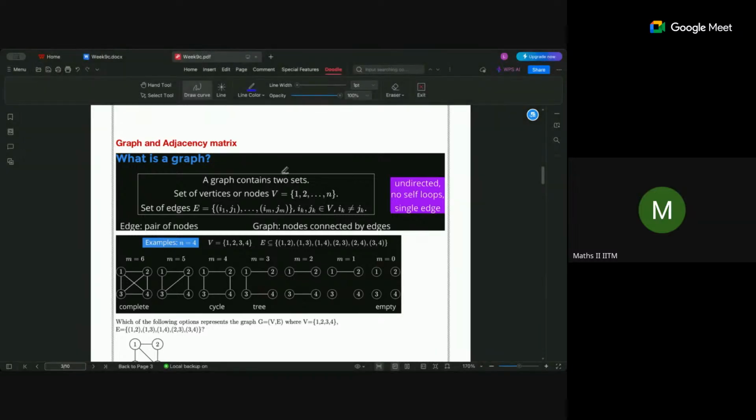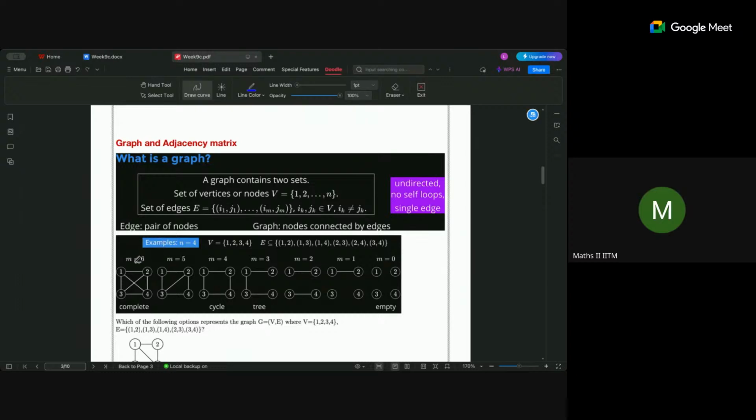Okay, so a graph contains two sets. What are the two sets? First one is a set of vertices or nodes, which we denote with V. Let us say there are n vertices here. And the second set is a set of edges. Okay, what are these vertices and edges?